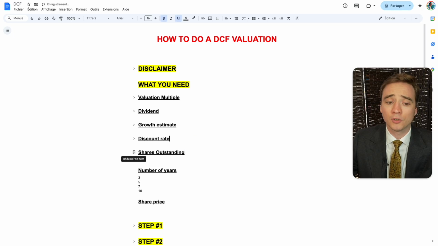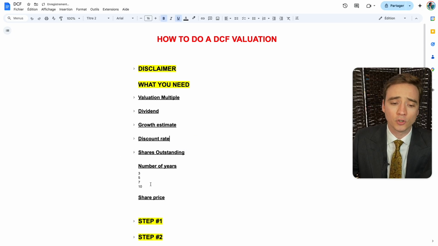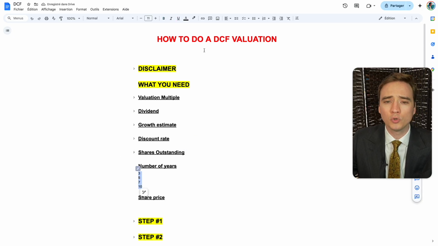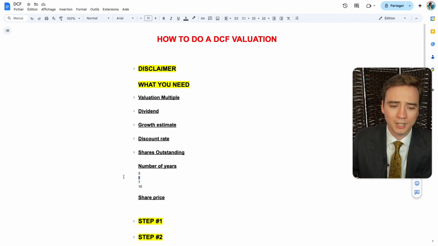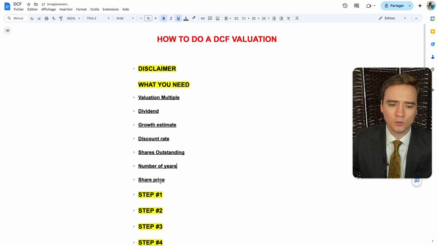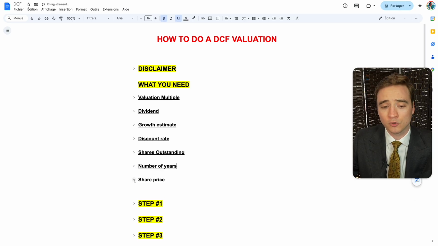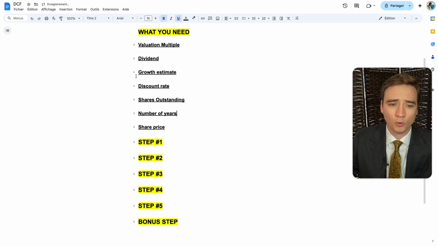Also, you will need the number of shares outstanding, and the number of years that you want for your DCF projection: 3, 5, 7, 10, those are the most common ones. I personally use 5 most of the time, sometimes 3, sometimes 10, but most of the time I go with 5. And then you need the actual share price, which is important.